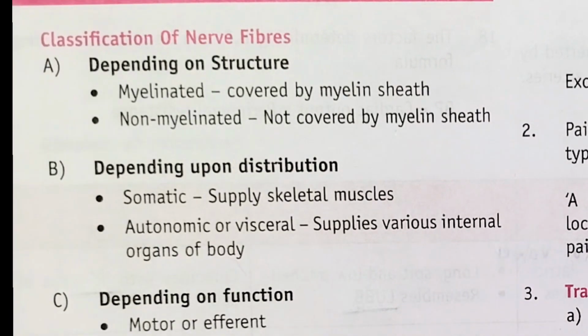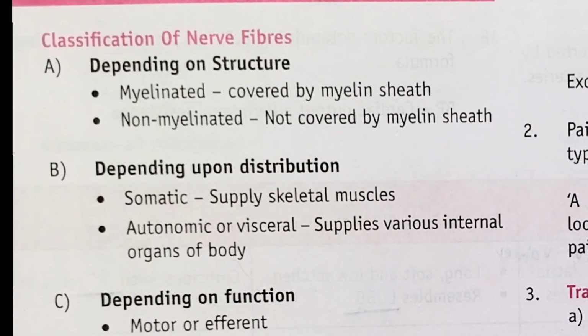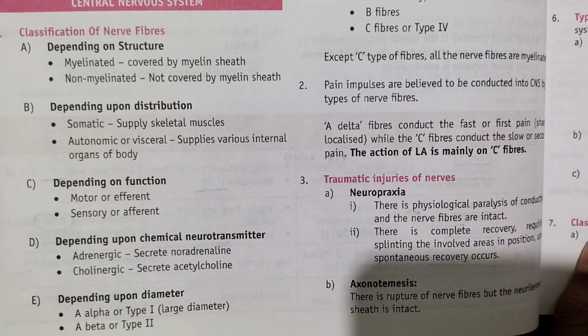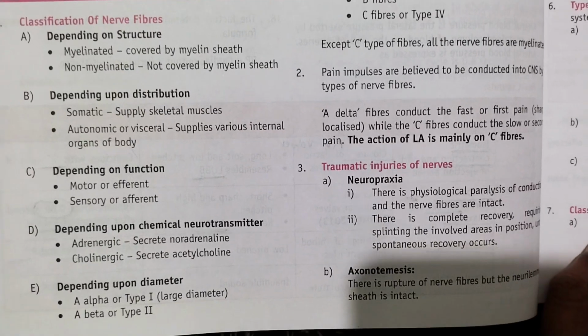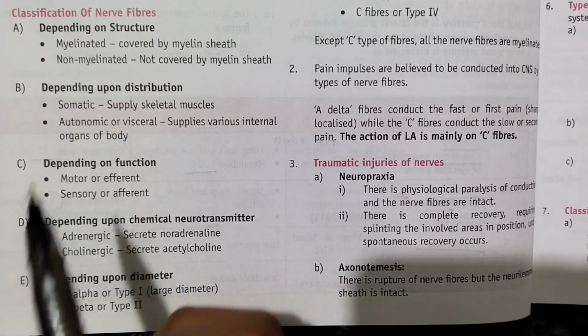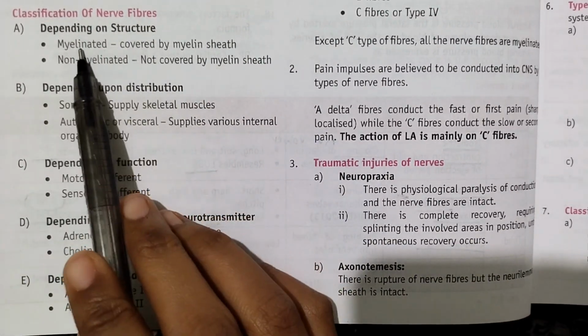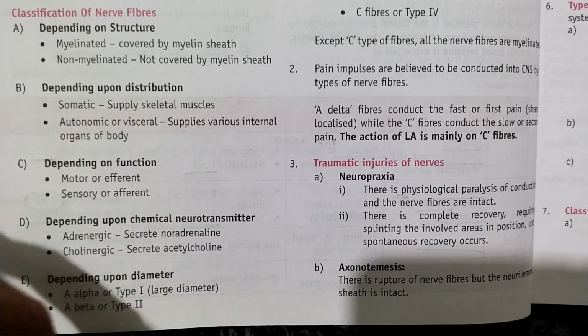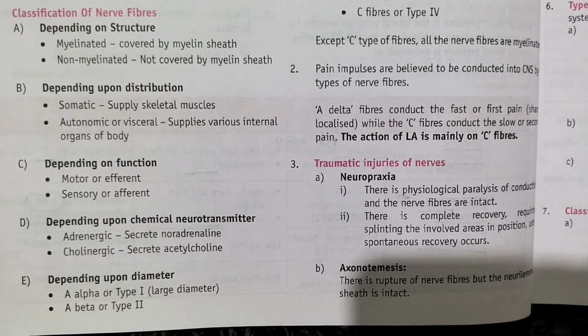We are going to discuss the classification of nerve fibers. The classification of nerve fibers is again a very important topic. So first, the classification of nerve fibers is on the basis of the structure. It is of two types, myelinated and non-myelinated. Myelinated are those which have a myelin sheath, non-myelinated are those which do not have a myelin sheath.